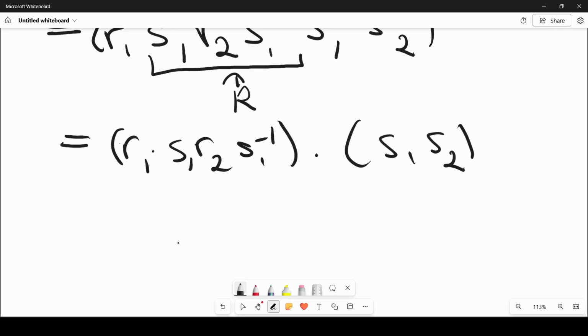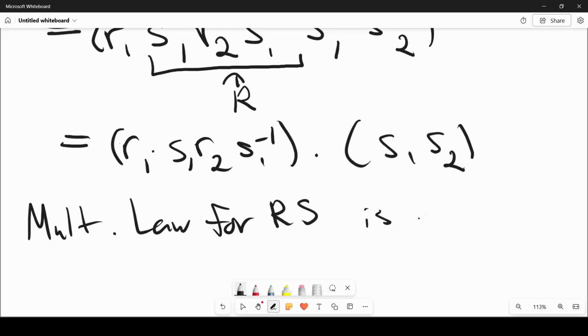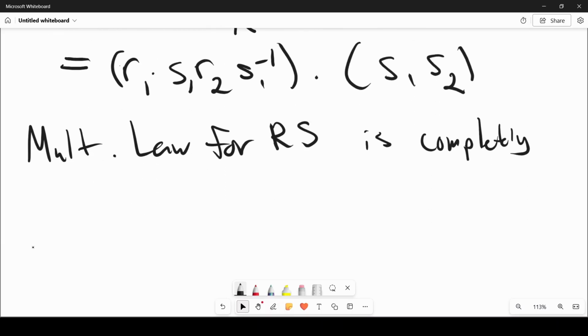So you should now be thinking that it's kind of funky how this conjugation appeared. So you should be thinking that our multiplication law for RS is completely determined by this conjugation action.